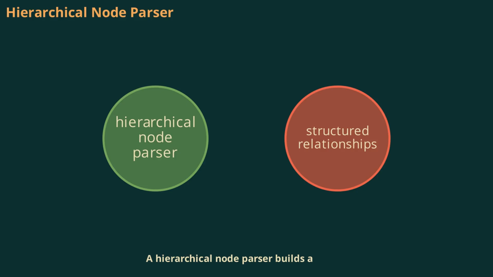Hierarchical node parser builds a structured relationship tree out of a document. It breaks text into parent nodes, large sections, and child nodes, subsections, or paragraphs. If a retrieval step pulls multiple child nodes belonging to the same parent, the system can automatically roll them up into the parent node, providing cleaner context for generation. This tool is essential for organizing complex documents in RAG.